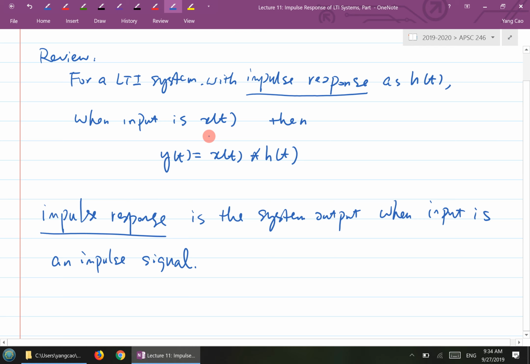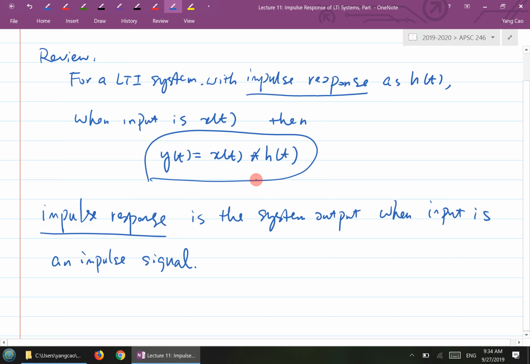call it x of t, then you don't have to actually do an actual experiment. So you can actually mathematically calculate the system output by convolving the current input x of t with the impulse response h of t. Okay, so that is essentially what this theorem says for an LTI system.